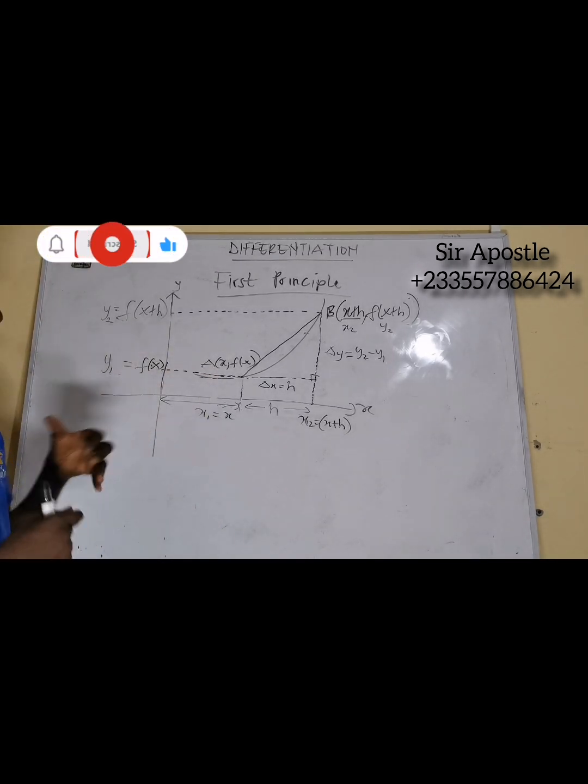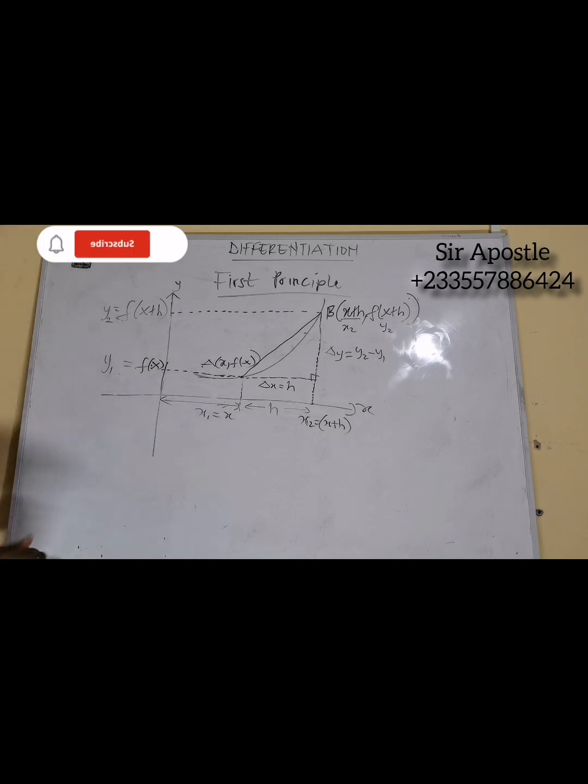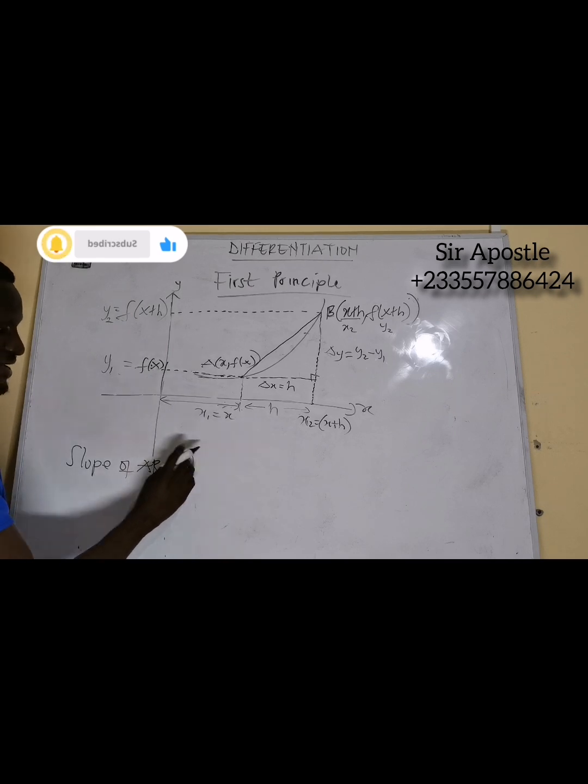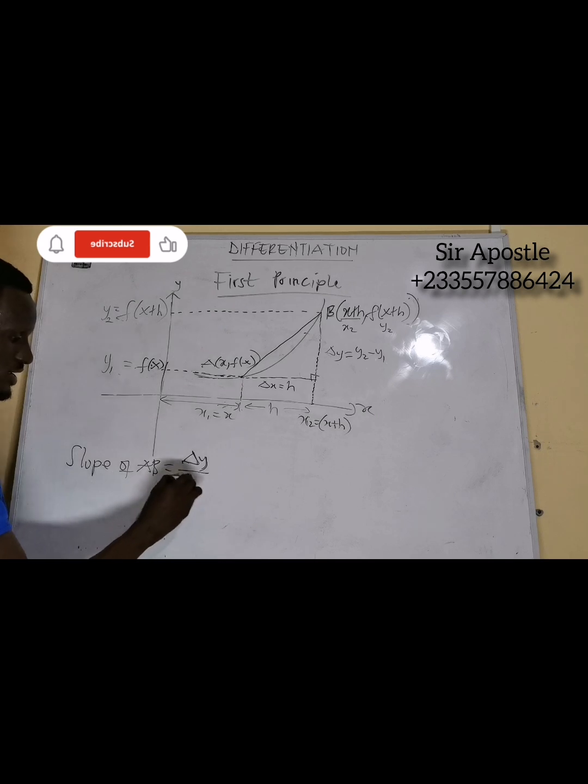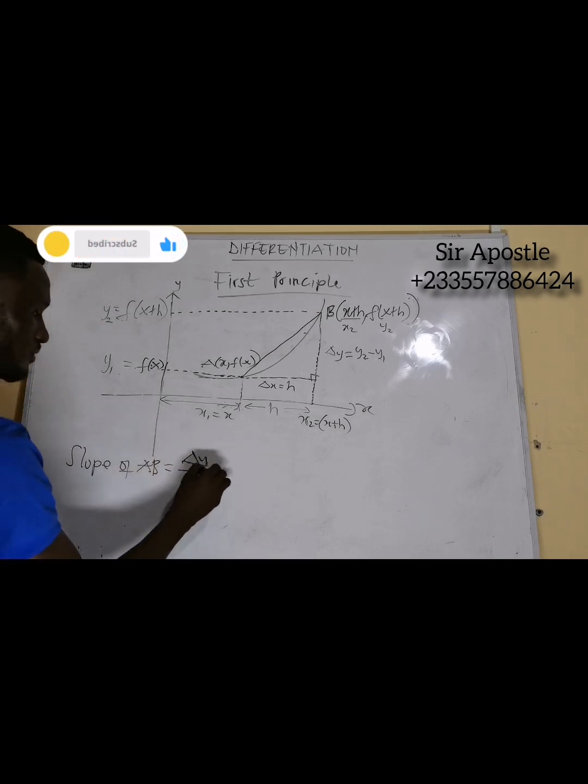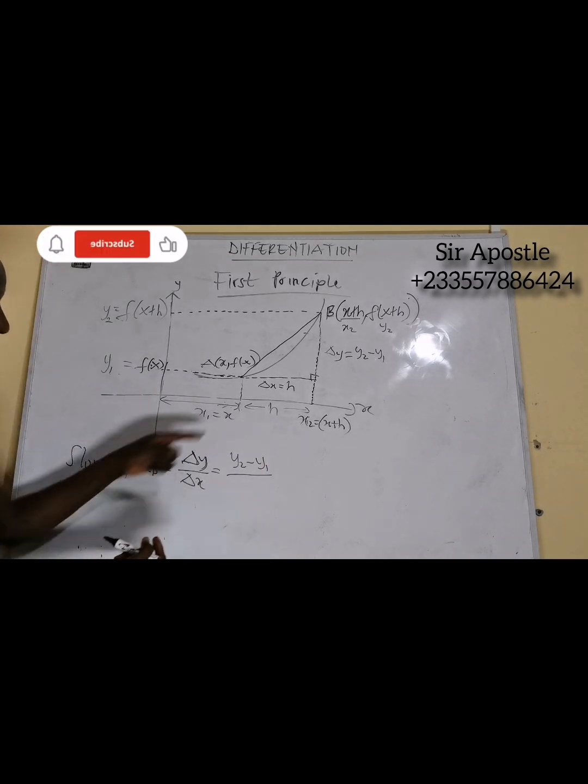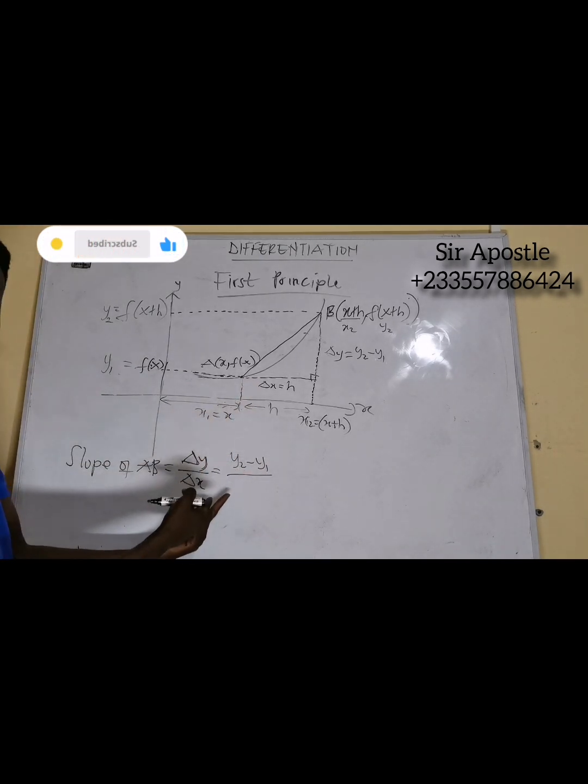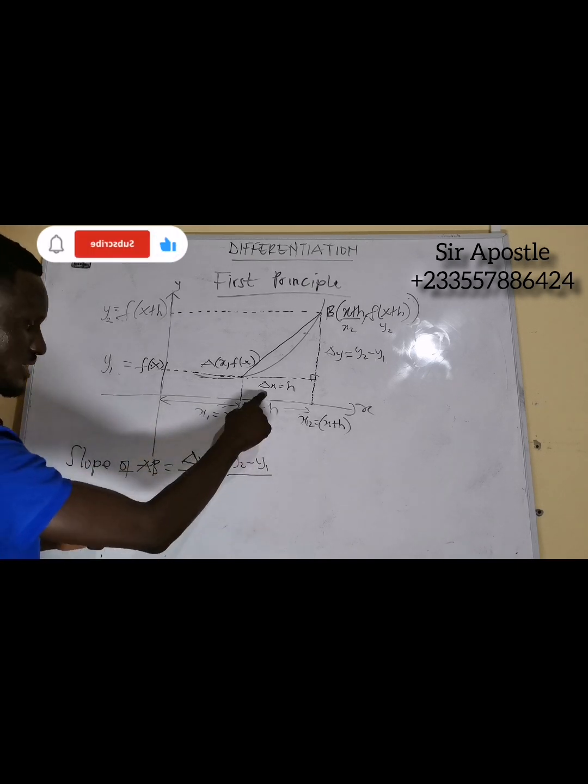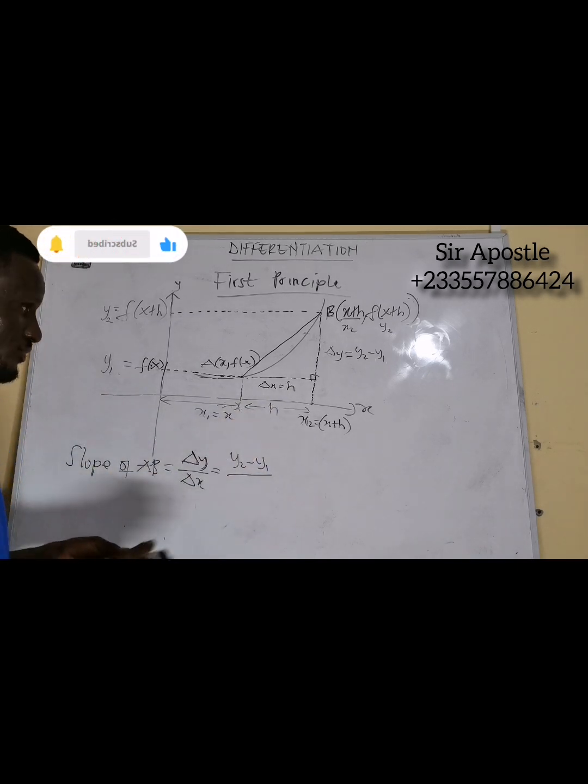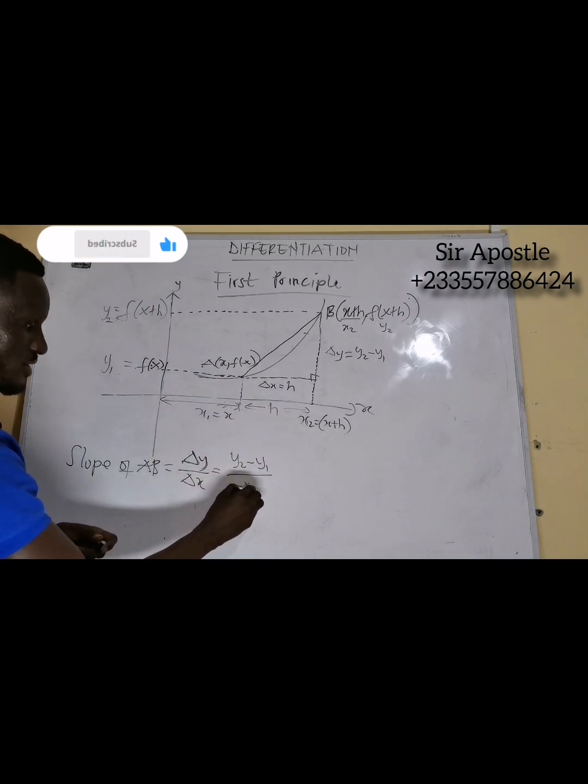Now I'm not looking for the gradient of the tangent now. So let's look at something. Let me write slope rather. Slope of AB will be difference in the y over difference in x. Difference in y is the same as y2 minus y1, over difference in x, which will be the same as x2 minus x1, but the difference in x is now h. You understand? The difference in x here is h.